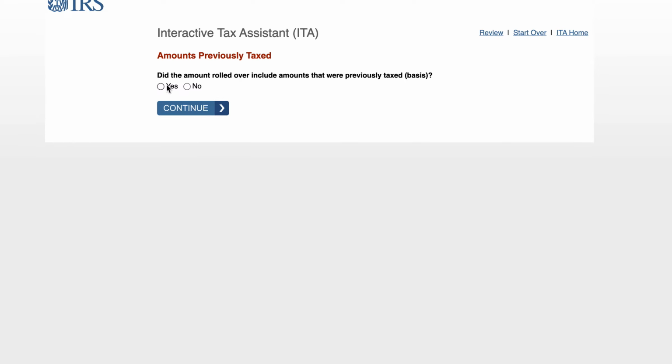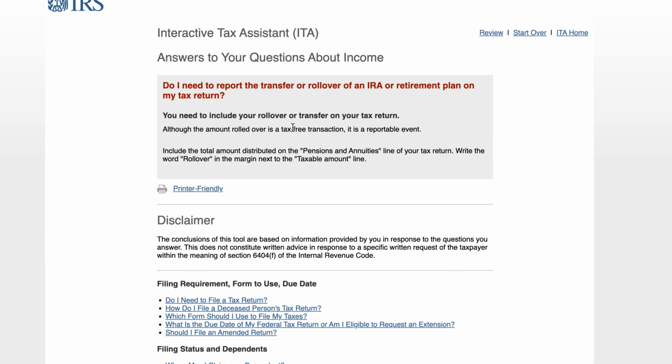So did the amount rolled over include any amounts that were previously taxed? Let's just say that they were all non-taxed. It says you do need to include your rollover on your tax return. Although the amount rolled over is a tax-free transaction, it's a reportable event. And then it gives you guidance on how you would do this. You would write the total amount of your distribution on your pensions and annuities line. You would write the word rollover next to the taxable amount line.